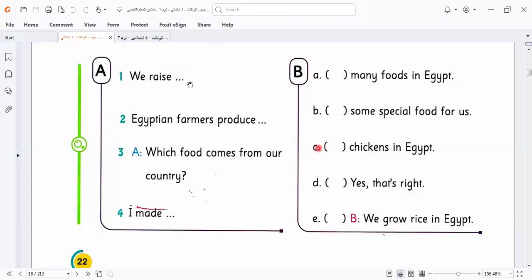So number 3 matches number 1. Egyptian farmers produce what? They produce many foods for us. So I will select A for number 2. Which food comes from our country? We grow rice in Egypt. So number 3 matches E. I made what? Some special food. The mother is saying, I made some special food. So I select number 4 with B. Let's go to another question.